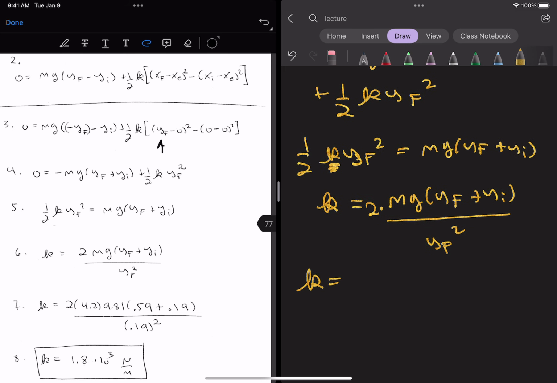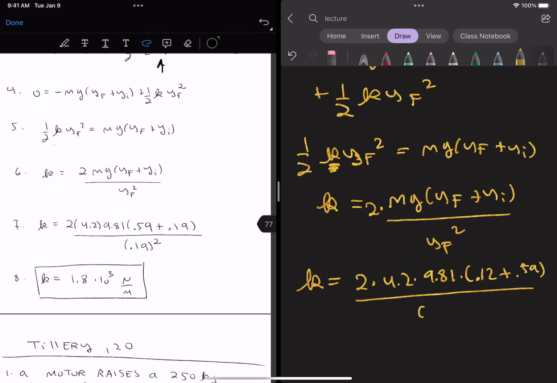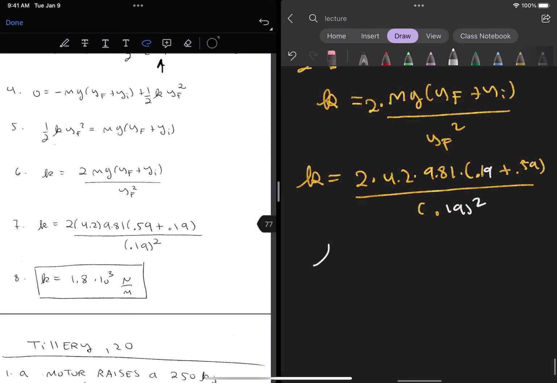Plugging in here, the mass of the object is 4.2, gravity is 9.81, the final height of the spring is 0.19, the initial position is 0.59, and divided by the final position of the spring, which is again 0.19, squared. Calculating that, we get that the spring constant equals 1.8 times 10 to the 3 newtons per meter.